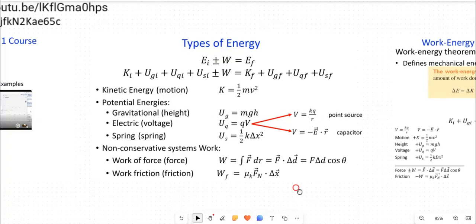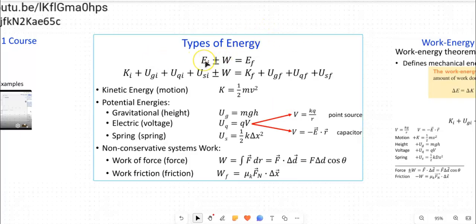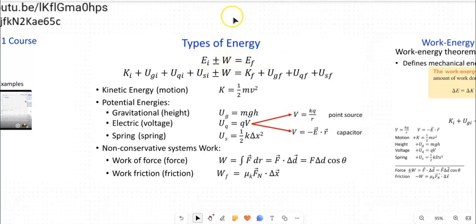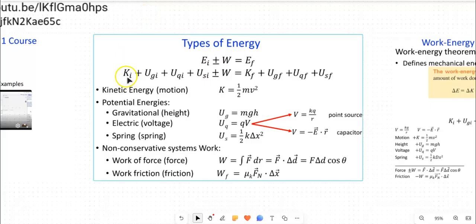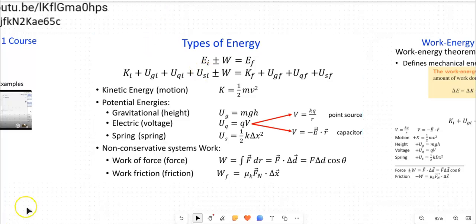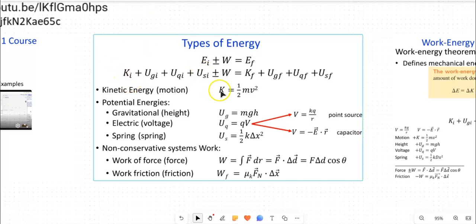Now, if you need to recall, I've written out all of the different equations that go with energy. First of all, with energy, we list out the initial energy plus work is equal to the final energy. Then we list out all the types of initial energies you could have. Those types are kinetic, which is the energy of motion, 1/2 mv squared. The next is potential energy due to gravity, which is mgh. It's the energy of height.